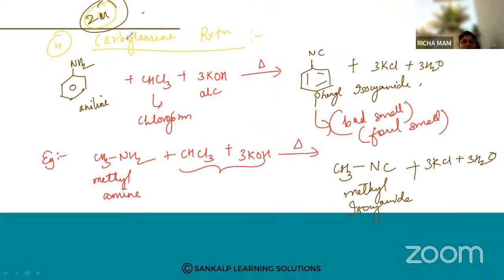Here, in the carbylamine reaction, only primary amines will undergo it. So for testing primary amines, we do the carbylamine reaction. Remember that only primary amines give the carbylamine reaction. Is it clear?